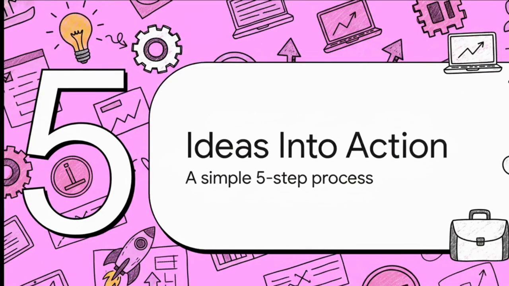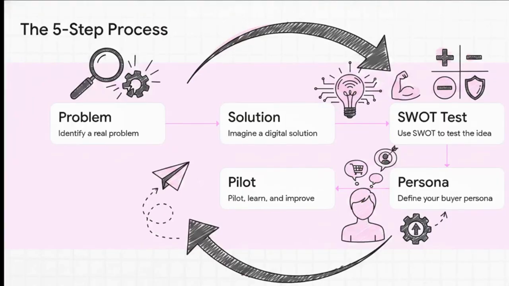And that brings us to our final section, turning ideas into action. This right here is the core takeaway of this entire explainer. Step 1, identify a real problem in your community. Step 2, imagine a digital solution using tools that are already accessible. Step 3, use the SWOT framework to pressure test that idea's viability. Step 4, define your buyer persona so you know exactly who you're serving. And Step 5, pilot the idea in a small way, learn from the feedback, and continuously improve.